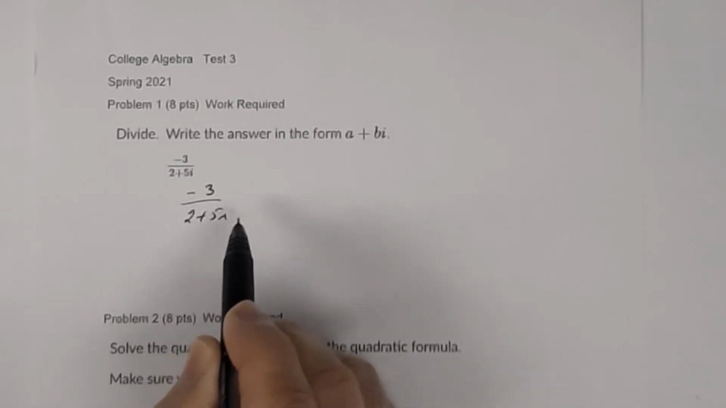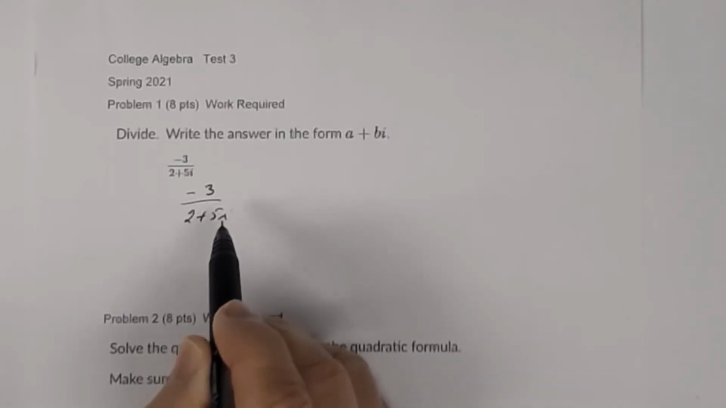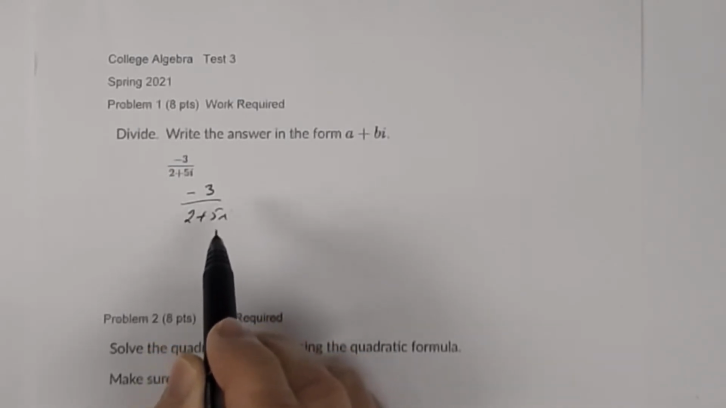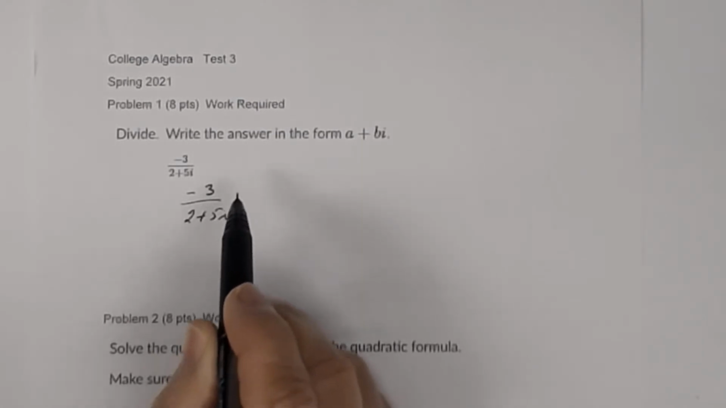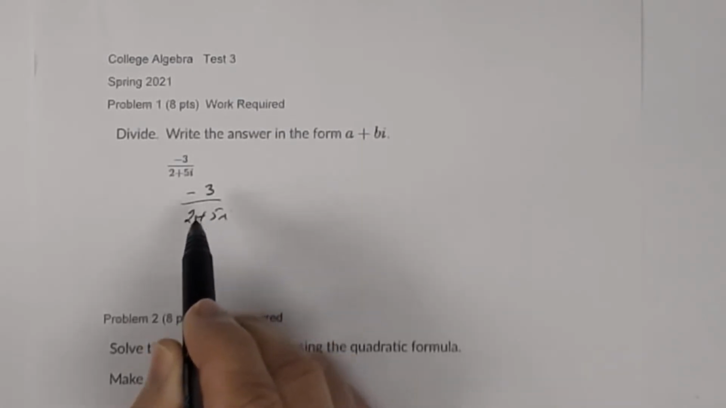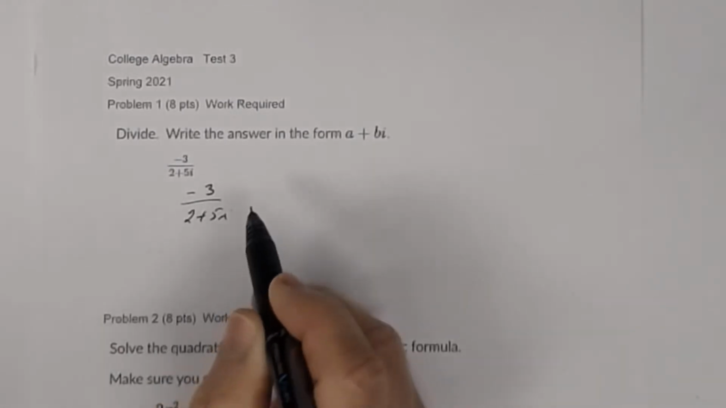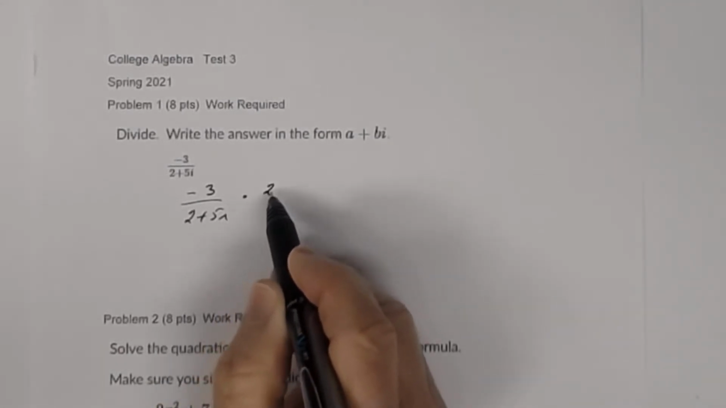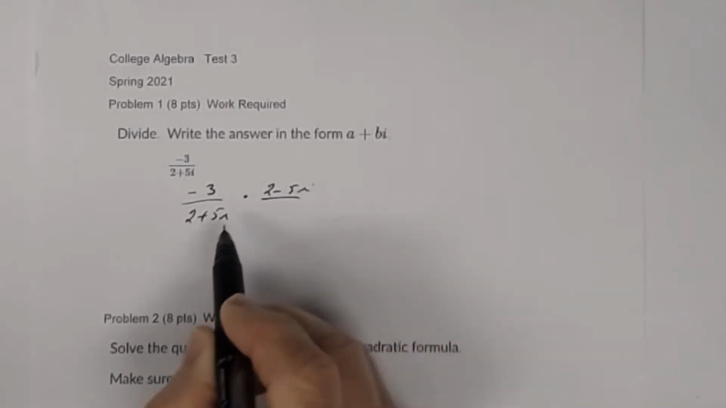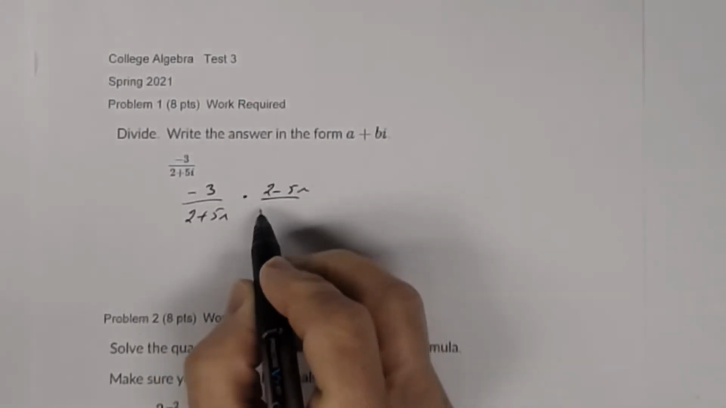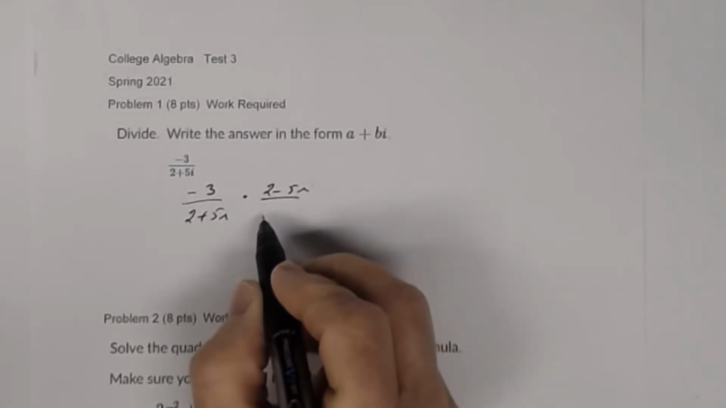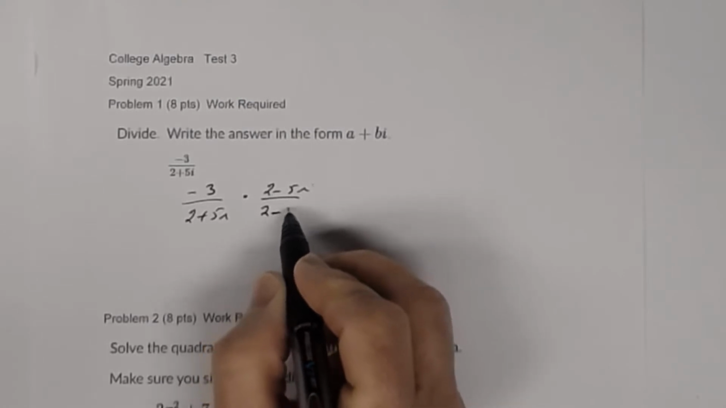And so you don't want that imaginary unit i in the denominator. So you have to multiply both numerator and denominator by the conjugate of the denominator. And so you're going to say times 2 minus 5i. So the conjugate of 2 plus 5i is 2 minus 5i. And remember, what you do to the numerator, you have to do to the denominator.